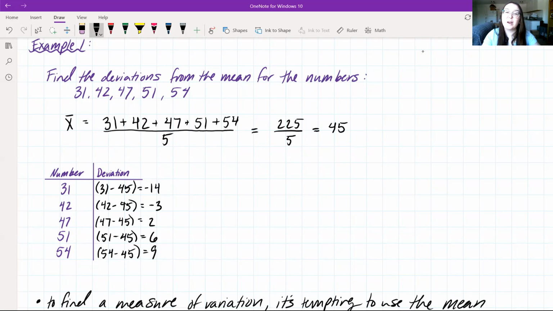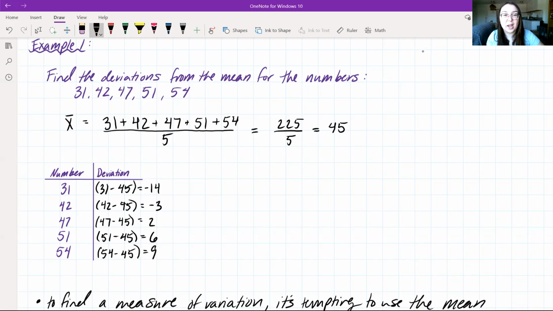So we found all of these deviations from our mean. We see here that 31 is negative 14, or 14 less than our mean. 42 is negative 3, or 3 less than our mean. 47 is 2, or 2 greater than our mean. 51 is 6, or 6 greater than our mean. 54 is 9, or 9 greater than the mean.